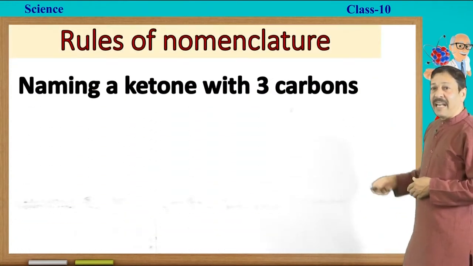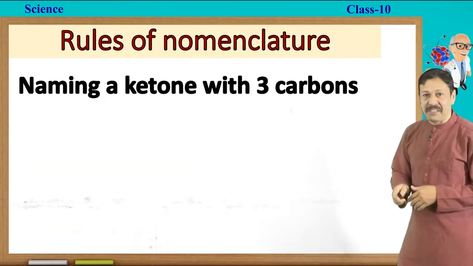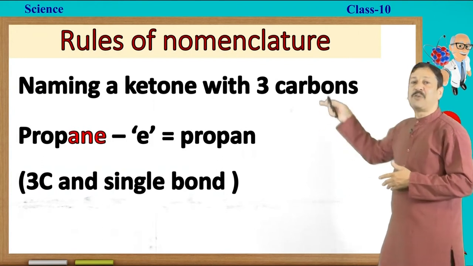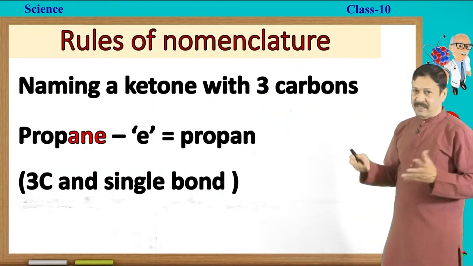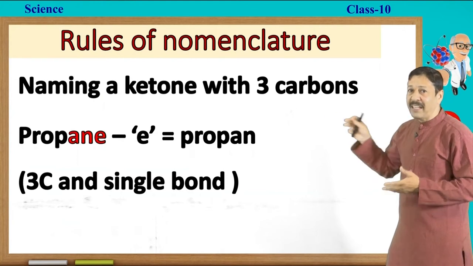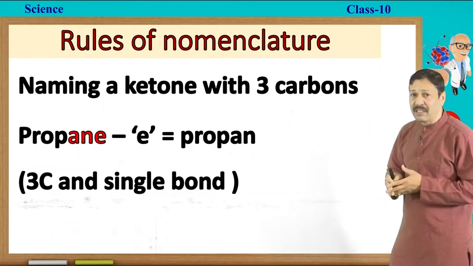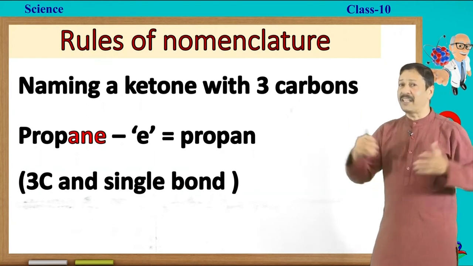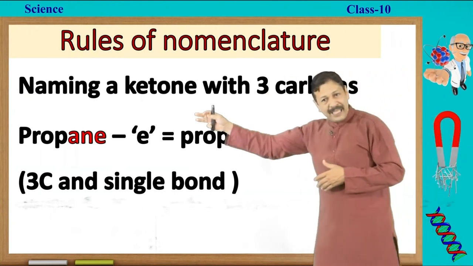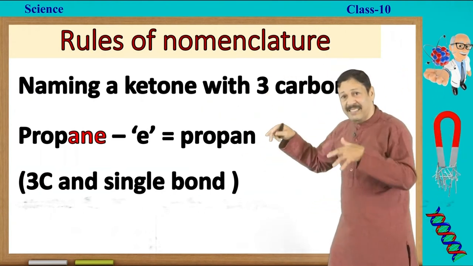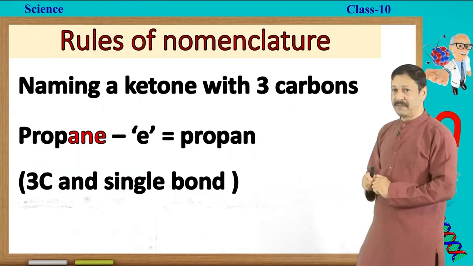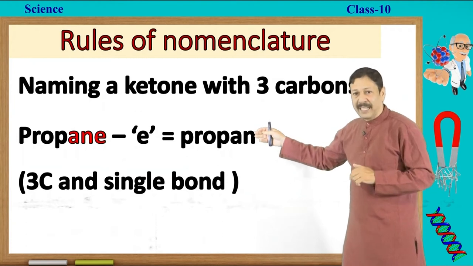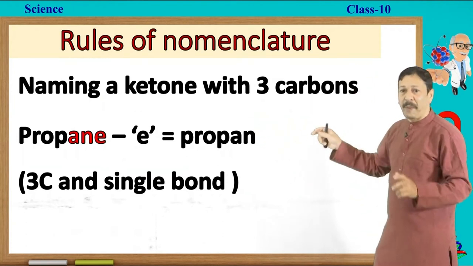Now, naming the ketone with the 3 carbons, what is the name? 3 carbon, what do you have to call it? So, it is propane. Already you know, all the organic compounds are derived from hydrocarbons, because hydrocarbons are the parent compounds of all organic compounds. Now, prop means 3 carbon, ane means single bond between carbon and carbon. Remember, you have to drop E: propane minus E.